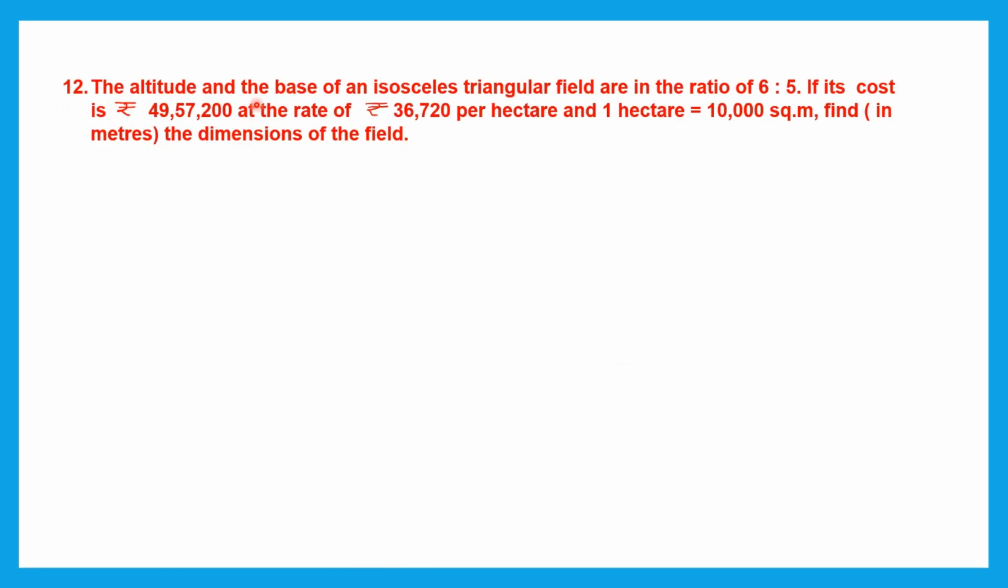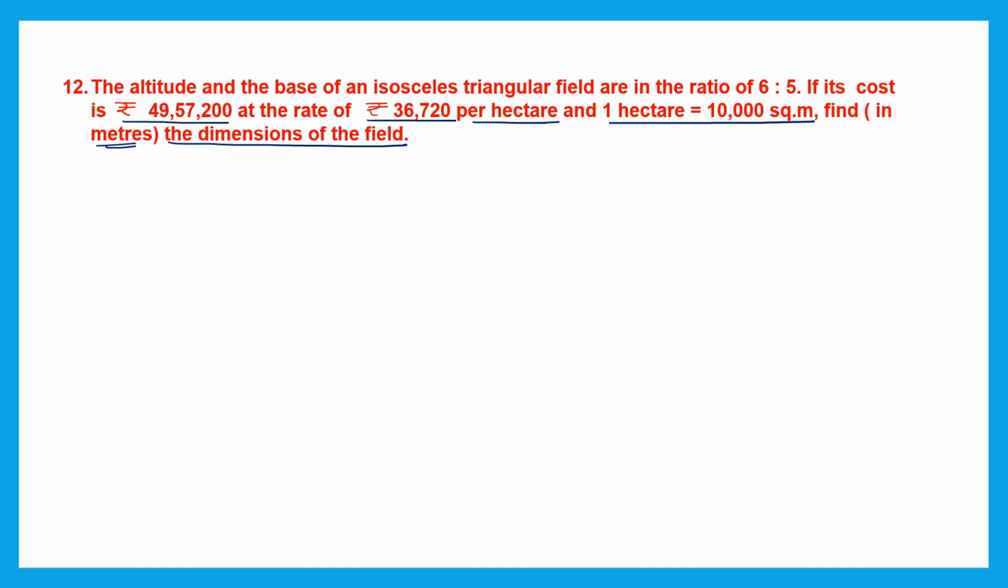Question 12. The altitude and the base of an isosceles triangular field are in the ratio 6:5. The cost of this field is given to us at the rate of this amount per hectare. And how much is 1 hectare? 1 hectare is equal to 10,000 square meters. Now we have to find the dimensions of the field. That means the height and the base of the field.